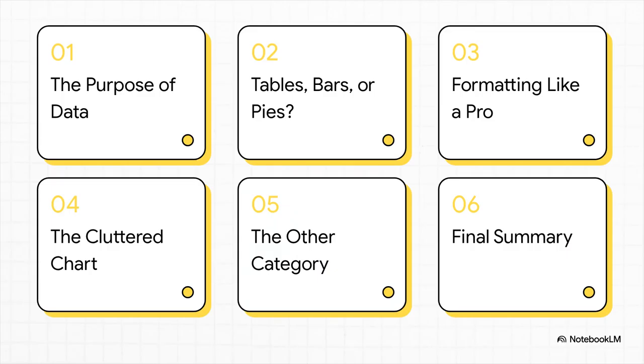Here is our syllabus for today's journey. 1. The purpose of data. 2. Tables, bars, or pies. 3. Formatting like a pro. 4. The cluttered chart problem. 5. The other category solution. And 6. Our final data science summary. Ekdam clear? Let's move to step 1.